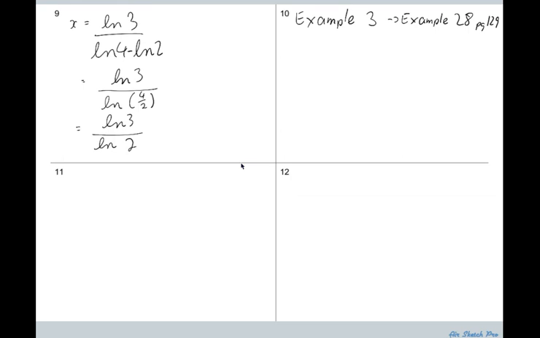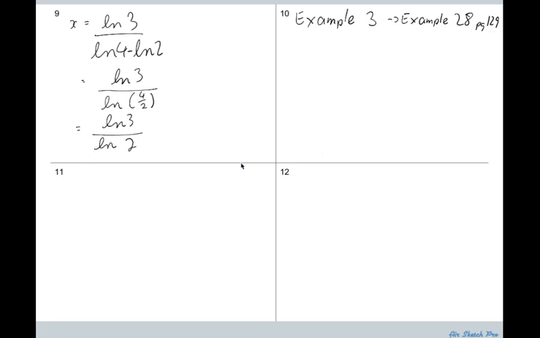So, example 3. Now, I was trying to find one from exercise 4R that would sort of spell out exactly what we need to do, but I couldn't find one that I was confident on. So I want to have a look at example 27, example 28. Yeah, that's perfect.